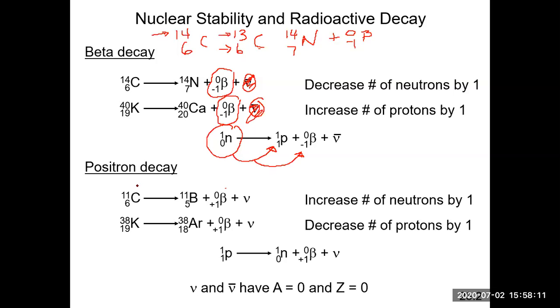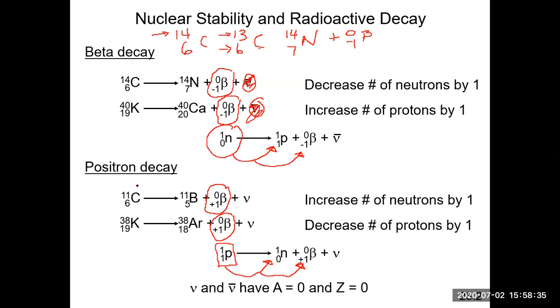We have, again, our positron particle on the product side. And basically what's happening is we're increasing the number of neutrons by 1, decreasing the protons by 1. So essentially what we're doing is taking a proton in the nucleus. It is going to be converted to a neutron, and in that process going to give off that positron.